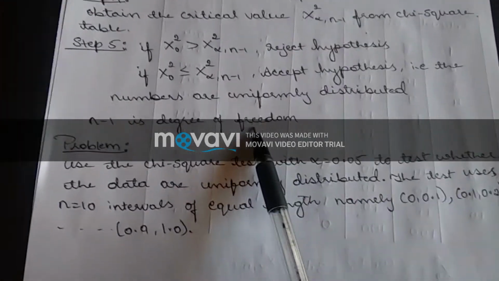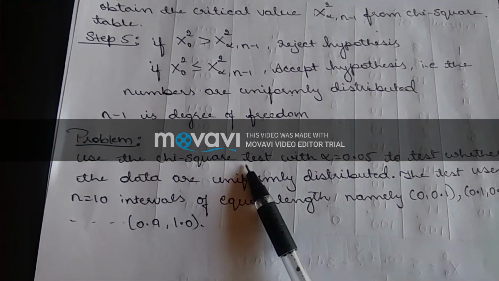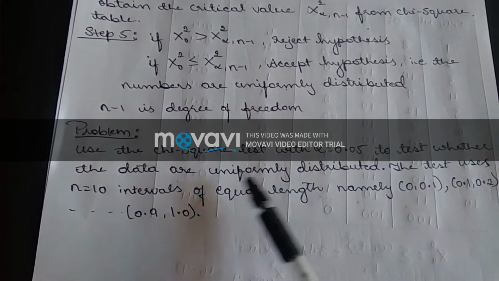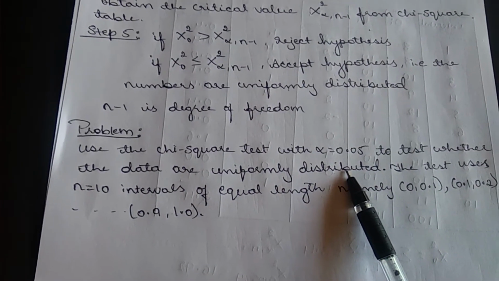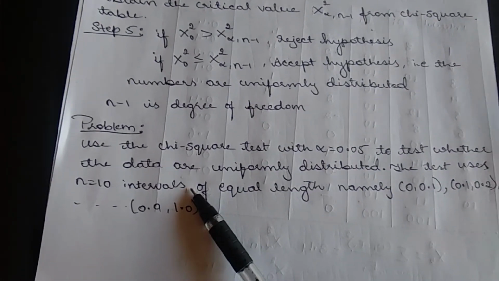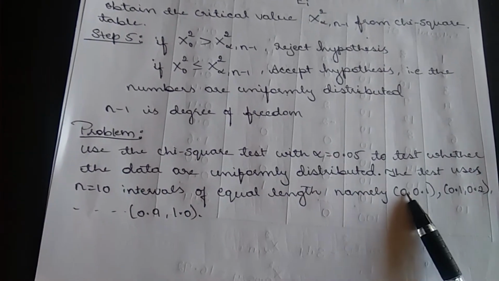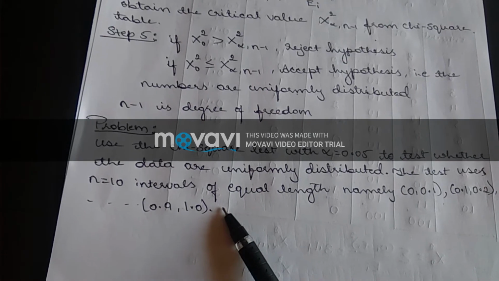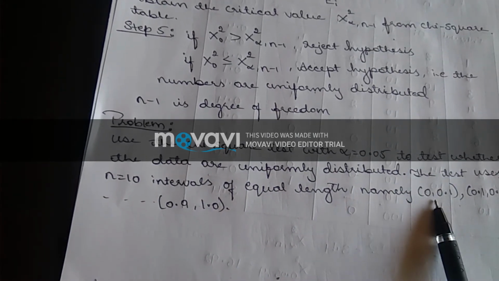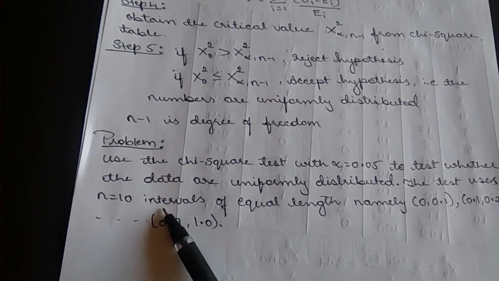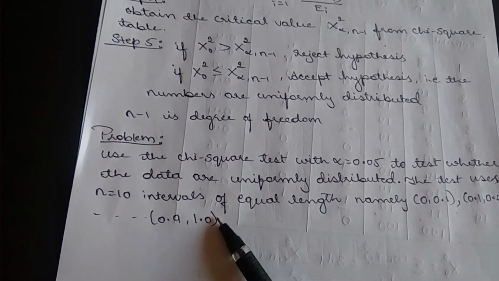Now let me come to the problem. Use the chi-square test with alpha equal to 0.05 to test whether the data are uniformly distributed. The test uses n equal to 10 intervals of equal length: 0 to 0.1, 0.1 to 0.2, till 0.9 to 1.0. These are the equal intervals numbered 1 to 10, because they have given n equal to 10 and also given the intervals. Now we'll go for the solution.